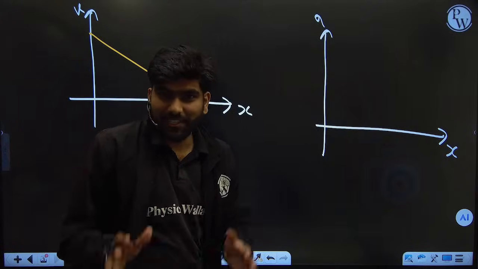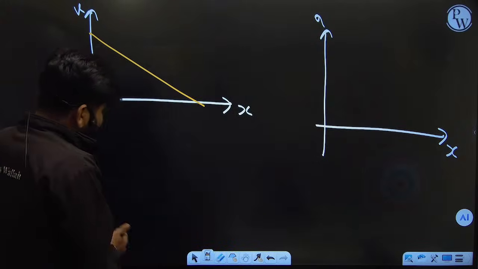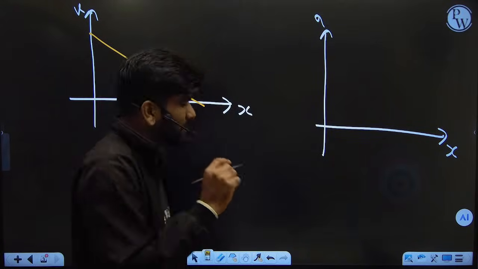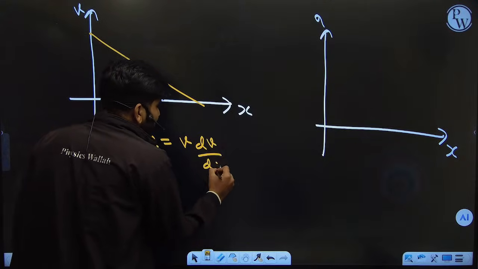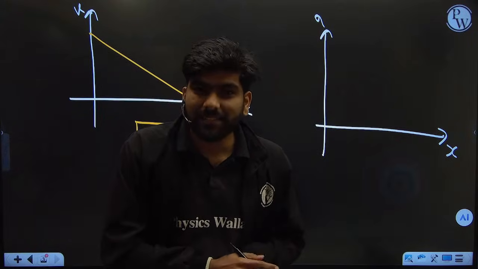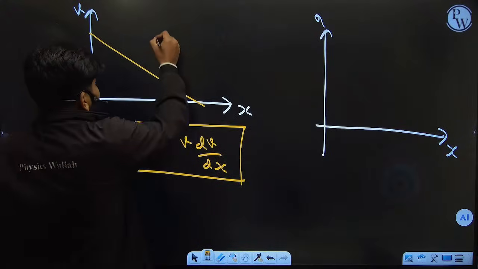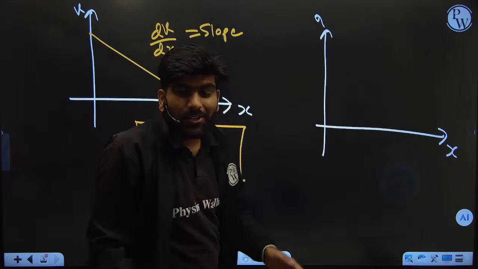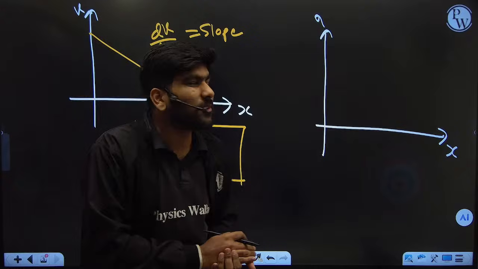Now, four options are given. The four options have four different graphs. We have to choose the correct one. Now, here I will solve it. How to find the acceleration from the velocity displacement graph? If you remember, acceleration is basically v dv by dx. What is acceleration from the velocity equation? It's v dv by dx. If you notice in the graph, the dv by dx is going to be the slope of the graph.